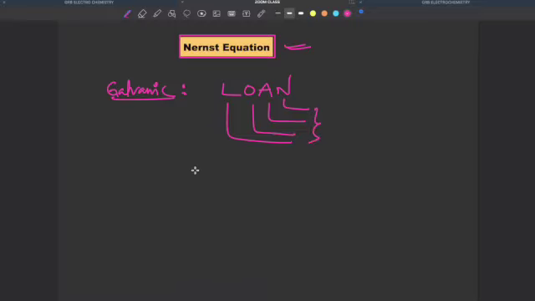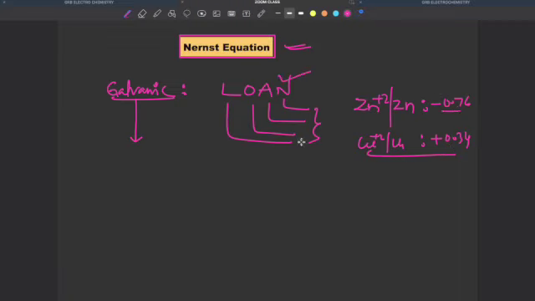So we have the zinc electrode, Zn plus 2 by Zn, whose E0 value is measured as minus 0.76, and the Cu plus 2 over Cu is measured as plus 0.34 volts. We have constructed a galvanic cell using these. Which one should be made the anode and which the cathode? The highly negative one should be made the anode. So zinc has to be the anode.